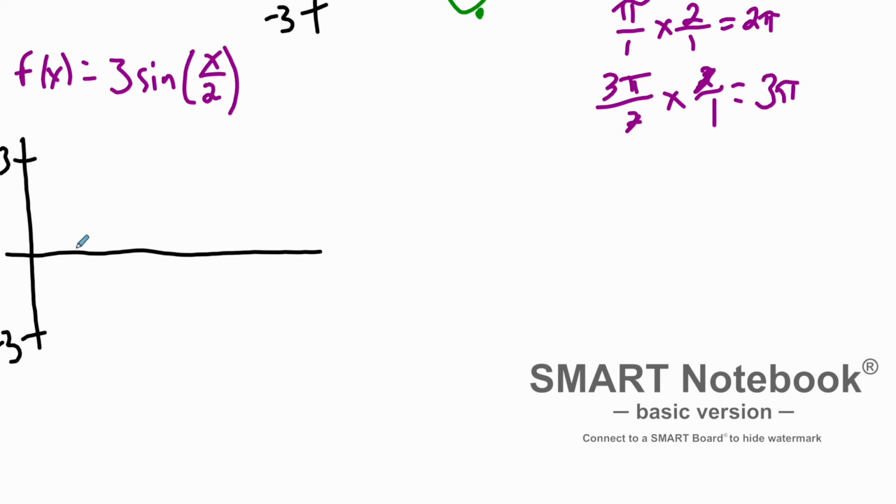But what is changing are the x coordinates. So we got 0 was the first one over here, then we had pi, then we had 2 pi, and we had 3 pi, and the last one was 4 pi. Okay. And with all of these functions, really the x coordinates are usually the more challenging ones.